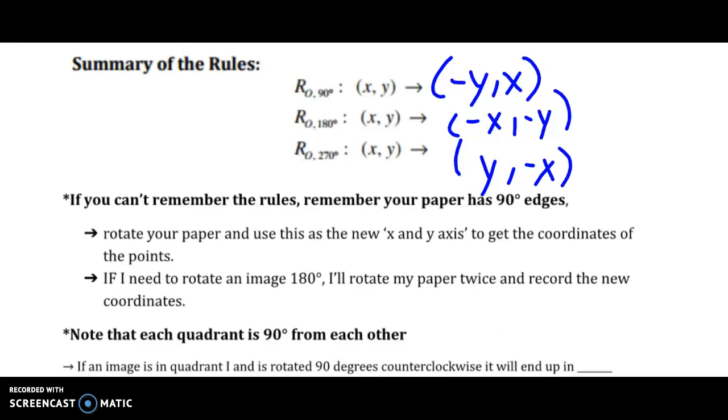Unit 3, Lesson 3 Summary. So here is the summary of the rotation rules. Keep in mind that these are positive, so this is considered counterclockwise.